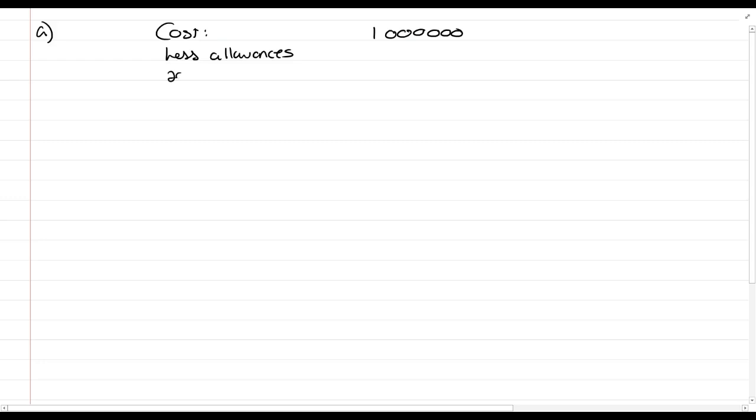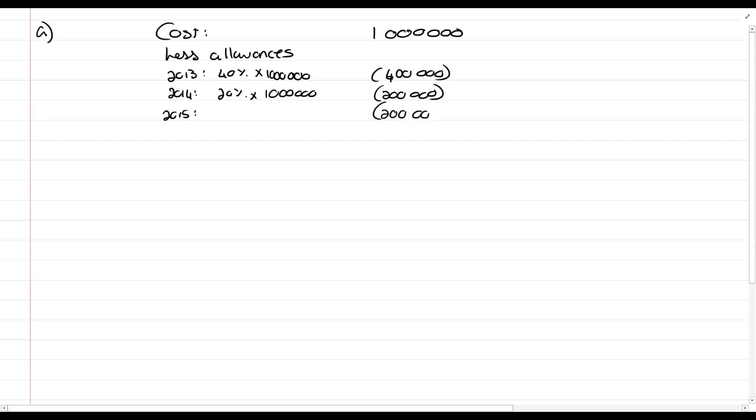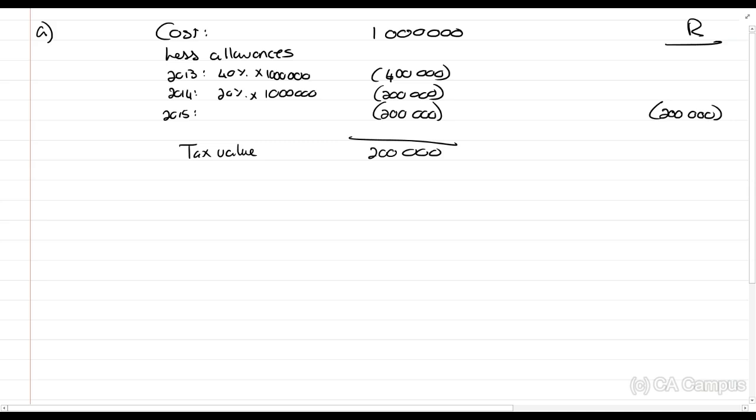Less allowances. Purchased in 2013, we would have claimed a 40% allowance. In 2014 we would have claimed a 20% allowance. And then 2015, which is our current year, we would have also claimed 200,000. So make sure you remember to take that into account in the current year. Okay, so that leaves us with a tax value of 200,000.